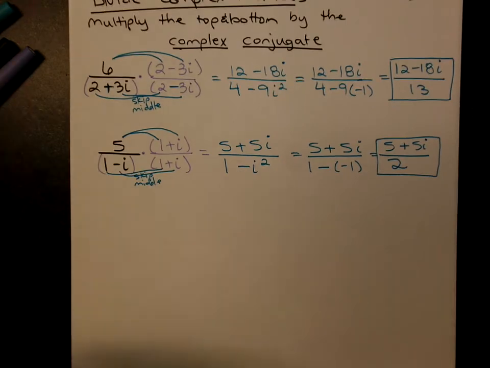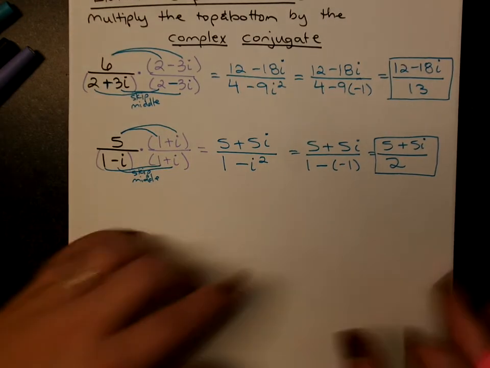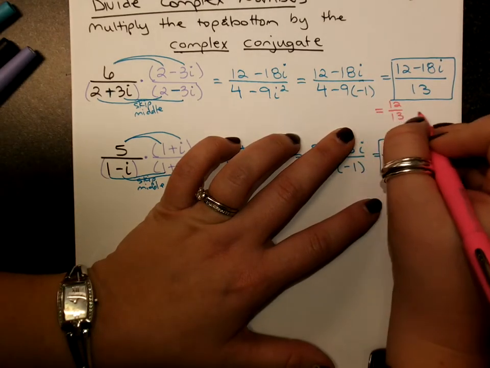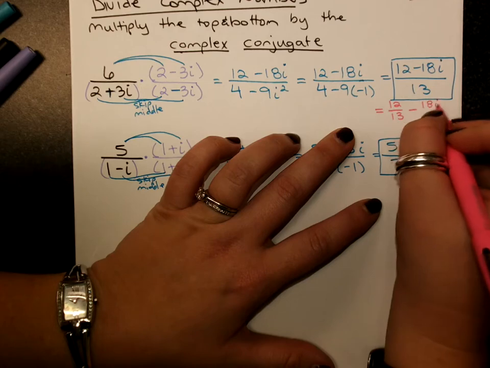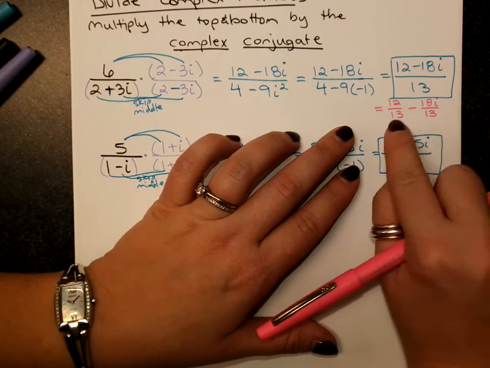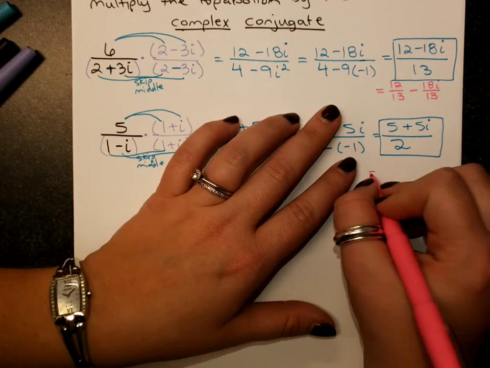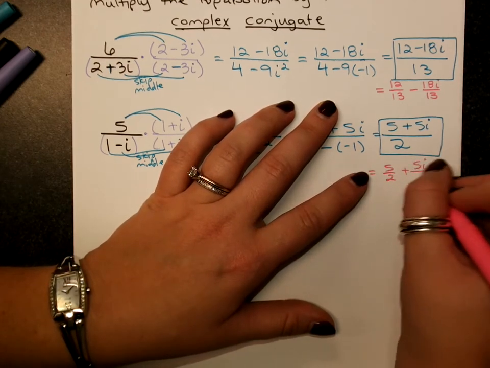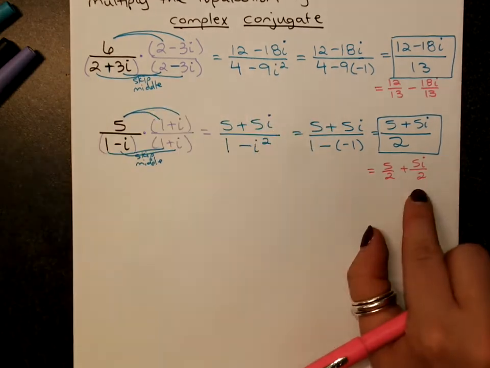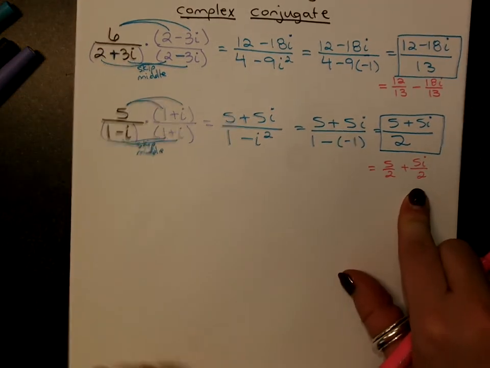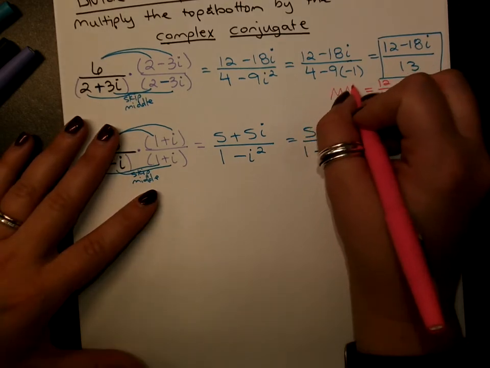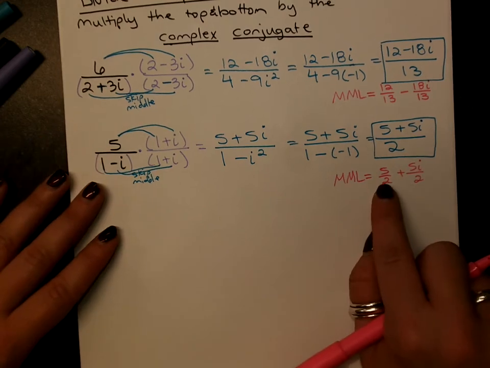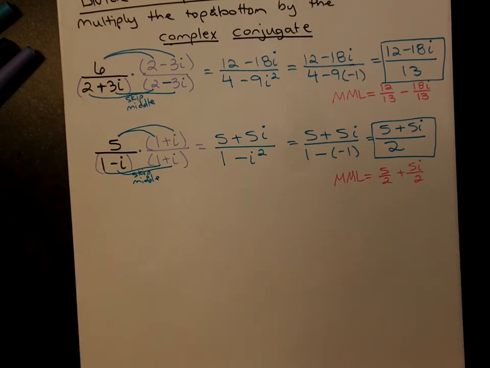One thing I need to mention so that your homework doesn't get mad at you. The homework wants you to separate this into 12 over 13 minus 18i over 13. So you split the denominator between the two. So it's going to want you to split this as well: 5 over 2 plus 5i over 2. It wants the real separated from the imaginary. So in my math lab, you will need to enter them separately. On your exam, I'm okay if you leave it like this, but technically you put the real and then the imaginary.